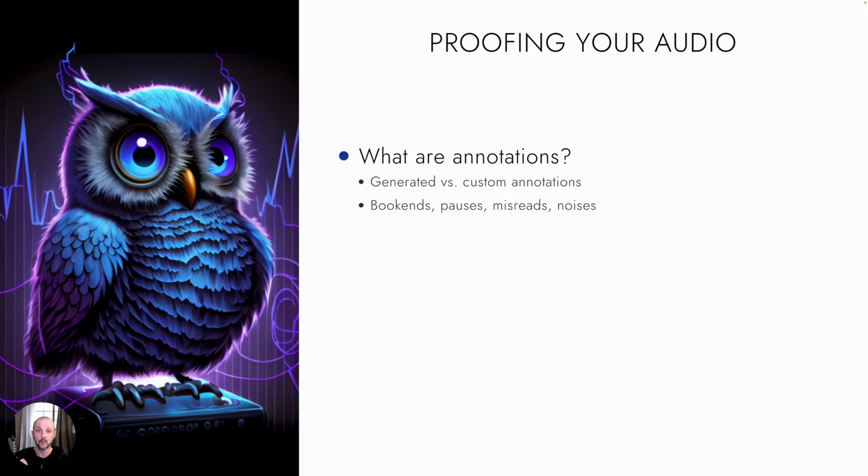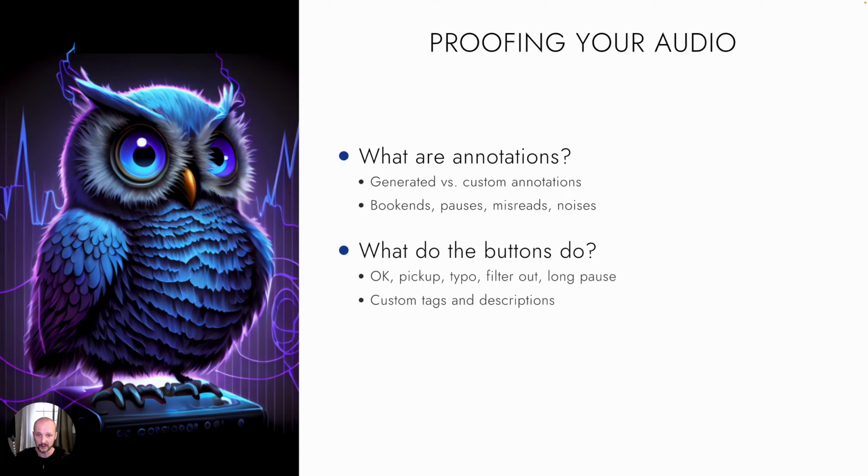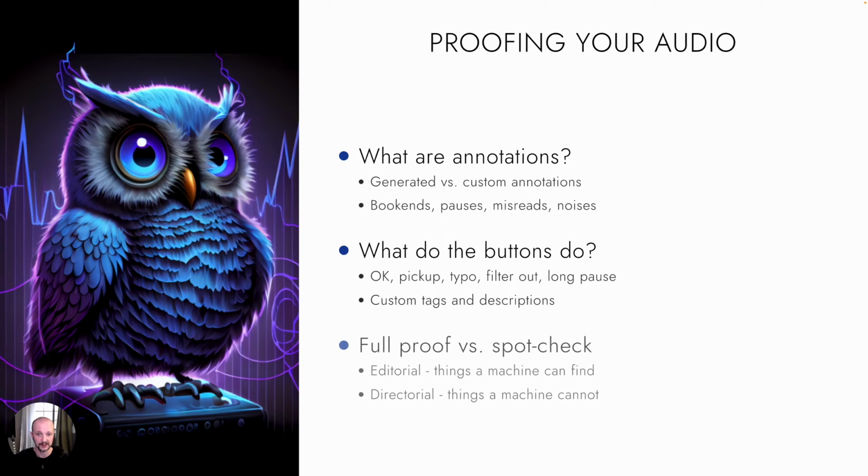You have to know what annotations are, the difference between generated and custom annotations, and the four styles of annotation are going to be the bookends, the pauses, the misreads, and the noises. And you need to know what each of the annotation buttons do. There's an OK button, a pickup button, a typo button, a filter out button, and a long pause button. And you can also, for each annotation, create custom tags and descriptions.